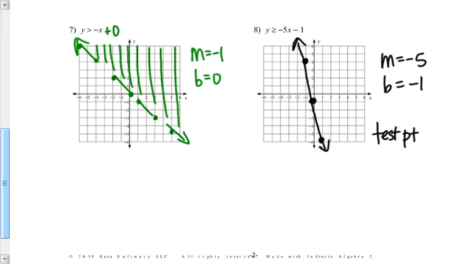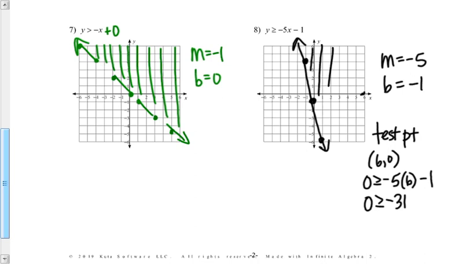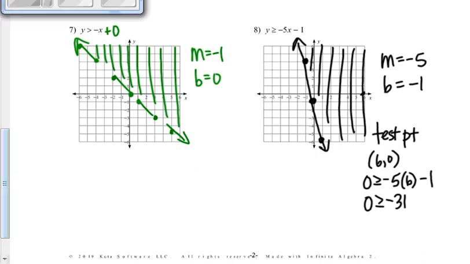And again, 0, 0 is really close to the line, so I'm going to choose something like 6, 0. If I plug that into my inequality, I would have 0 is greater than or equal to -5 times the x value, which is 6 that I've chosen. So I have 0 is greater than or equal to, that would be -31. That is a true statement. So 6, 0, which is over here, is a true statement. So I'm going to shade the side with 6, 0. And there's your homework for target 7 and 8.